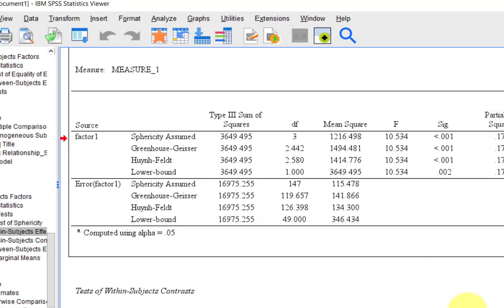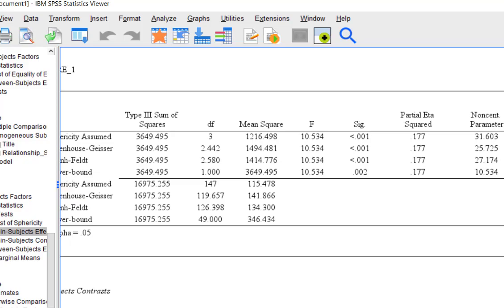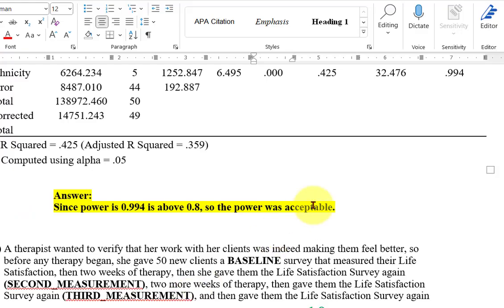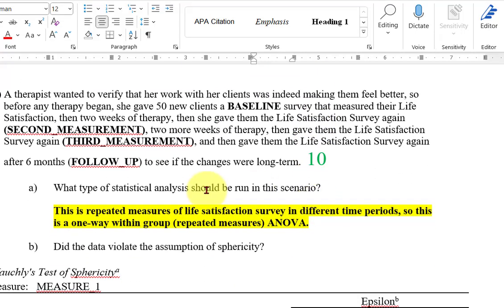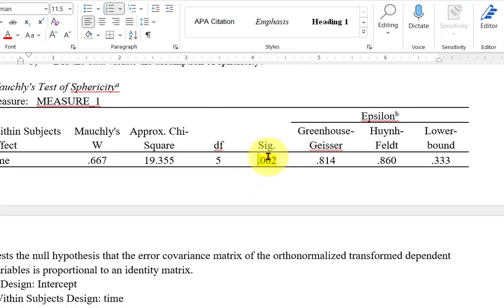And let's see if we can get the power on there. Power. Yeah, powers are pretty close to the same. So let's answer those questions. What type of test? This should be a one-way within group ANOVA or a repeated measures ANOVA. Did it violate sphericity? It certainly did.